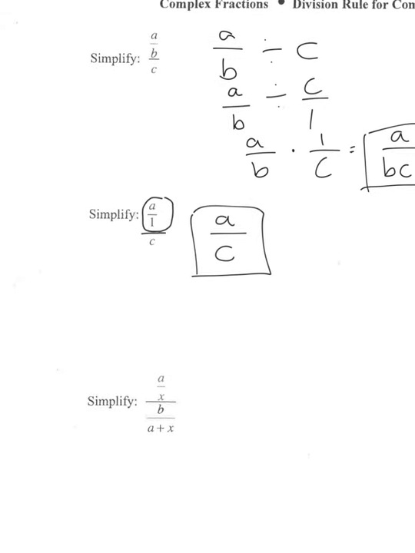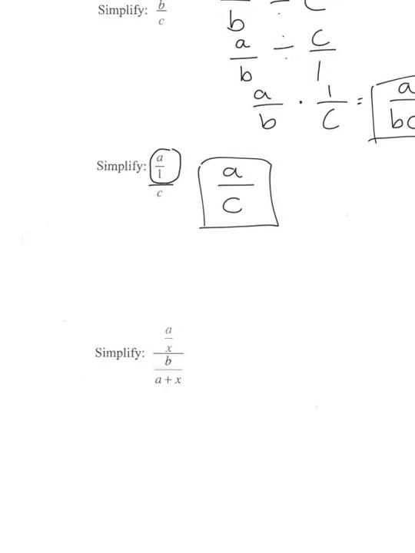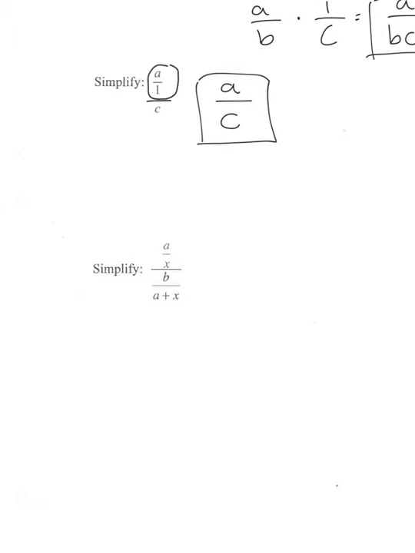All right. So this is another messy one: a over x over b over a plus x. I might recommend, given the complexity of the situation, that we go back to that division rule. So I'm going to rewrite this as a over x divided by b over a plus x. And once again, just because we have this a plus x in the denominator here, we don't really have to worry about it too much.